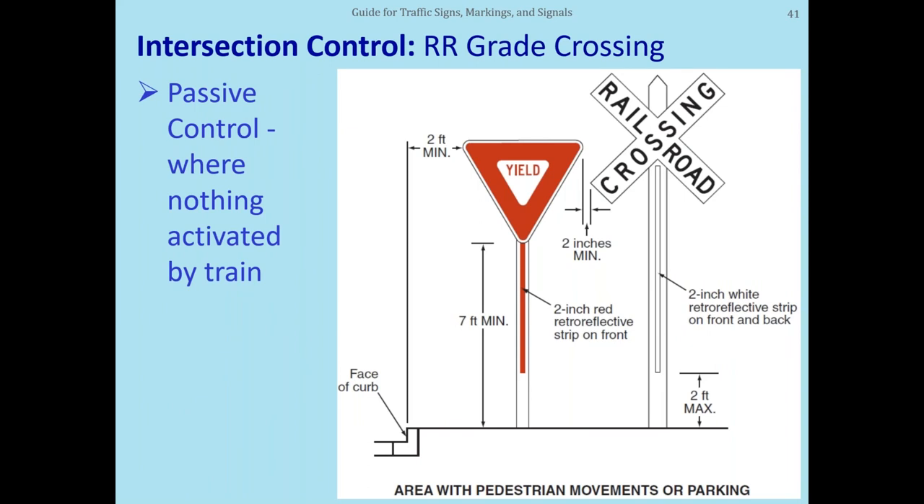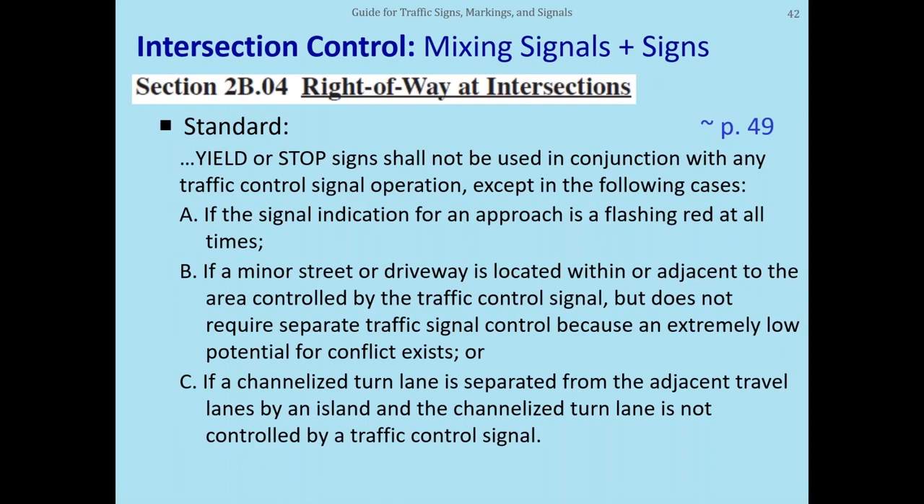Here's another version of the installation. The manual wants you to not normally mix signals and yield or stop signs. Yield or stop signs shall not be used in conjunction with a traffic signal with the following exceptions. And one of those exceptions is if you have a channelized right turn lane, such as we saw earlier, with an island separating the turning roadway from the other movements, then you might have a yield sign for that right turning roadway.